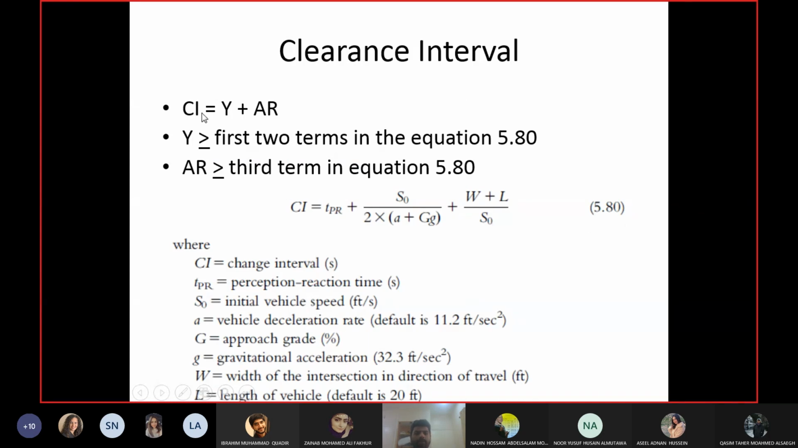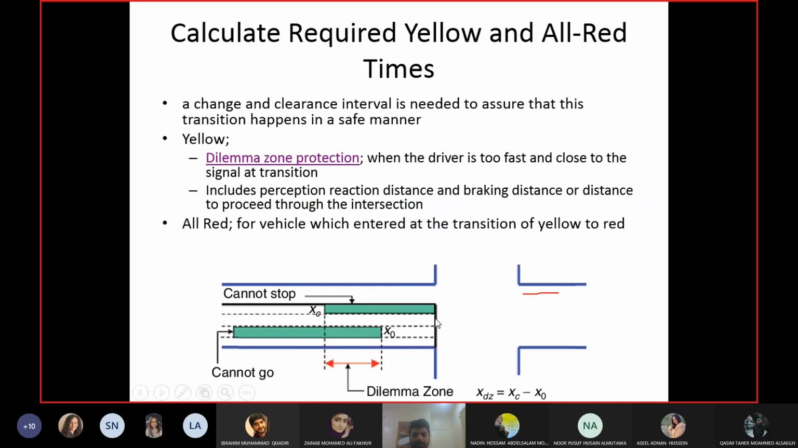Okay, so yellow plus all red is what we call the clearance interval. And we have an equation to calculate the clearance interval. In this equation, we are using perception reaction time, initial speed of the vehicle, deceleration rate, gradient, and g is the gravity, obviously. W is the width of the intersection, from stop line to stop line, a stop line from here to the stop line on the other side of the intersection. So how much is this distance? This is W.